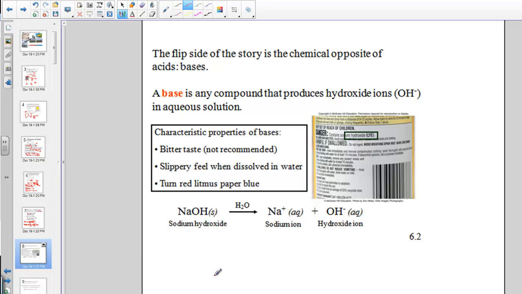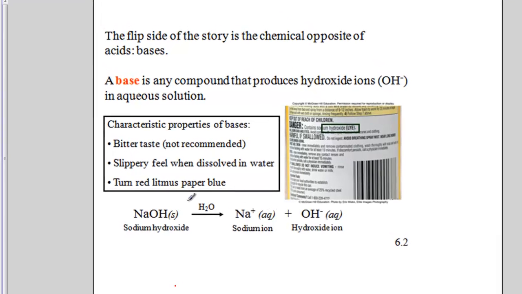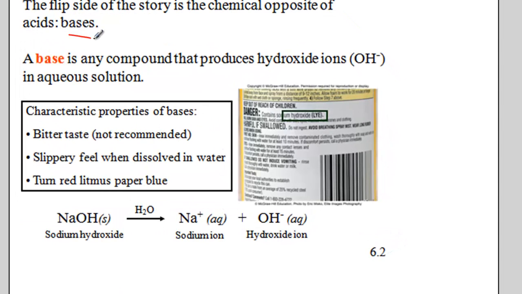So, what about that flip side of acids? The chemical opposites of acids are called bases. Acids and bases are opposites of one another. A base, sometimes you'll hear the word alkaline, such as an alkaline battery, if that sounds familiar. Just writing that in there so you hear both words. An alkaline compound or a basic compound produces hydroxide ions in water solutions.